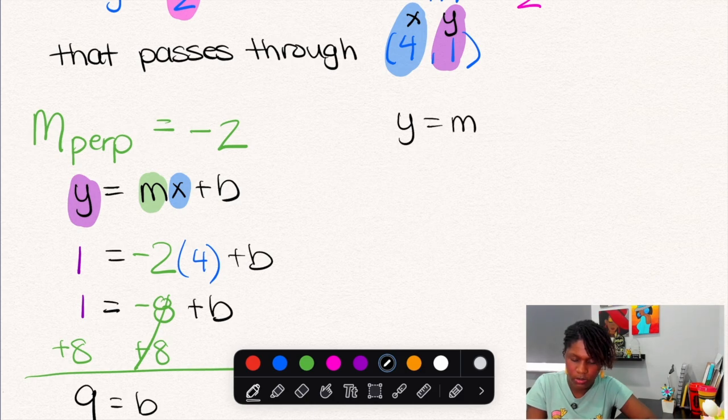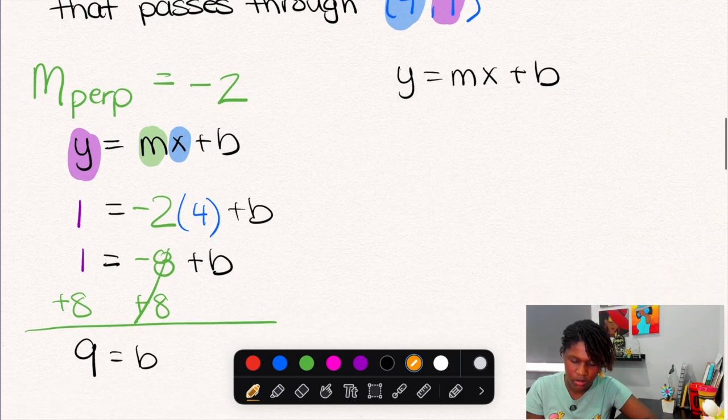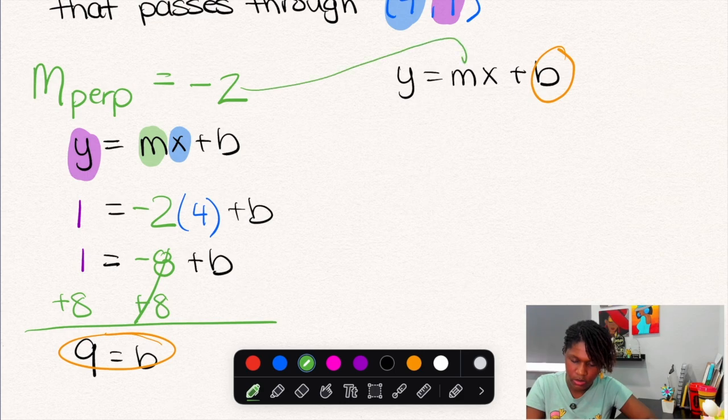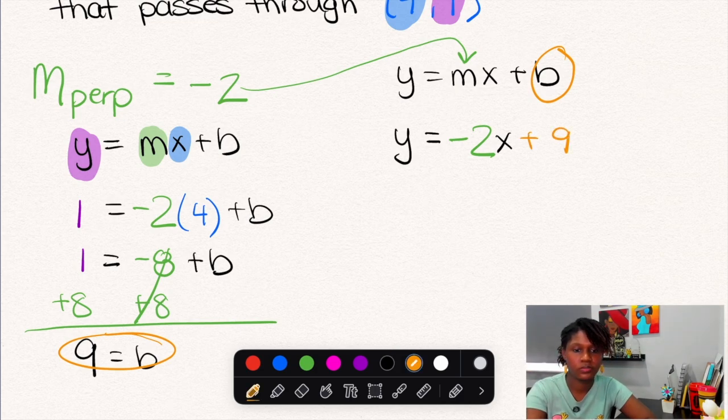y equals mx plus b. So I found b, and I have my slope. All we've got to do is plug those things in. y equals negative 2x plus 9. So I want you to pay attention to your opposite reciprocal slopes. The common mistake that I notice is that students will only flip their fraction or only change the sign. Remember, you have to do both.